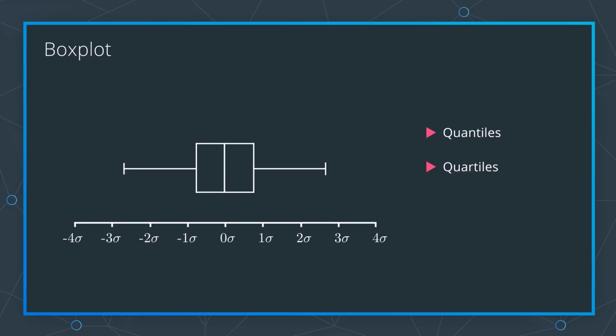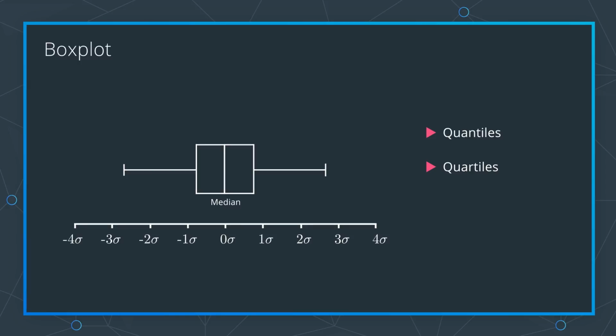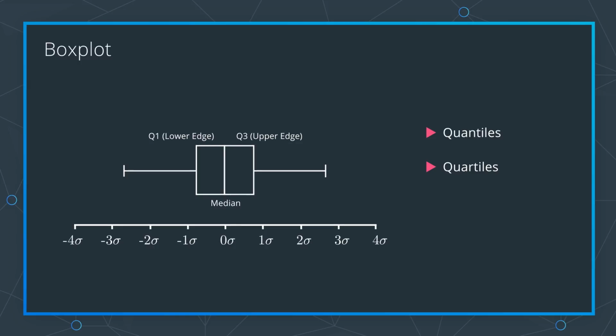The line inside the box is the median. If you ordered all your dataset from smallest to largest, 50% of your data points are less than the median. The bottom side of the box represents the first quartile. 25% of the data are less than the first quartile. The top side of the box is the third quartile. 75% of the data are less than the third quartile. We can calculate the interquartile range by taking the third quartile minus the first quartile.